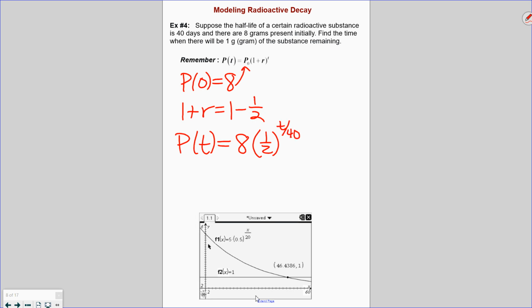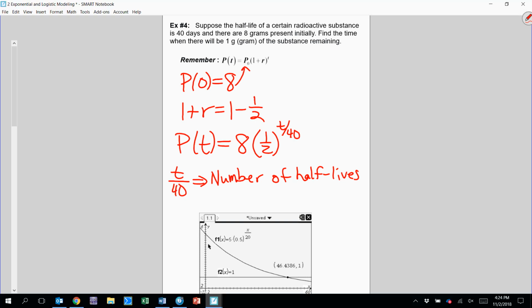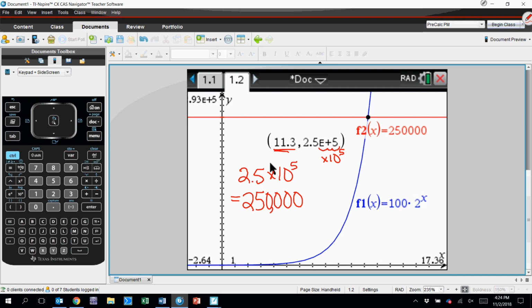And that's because t over 40 represents the number of half-lives that we have. So that's the number of half-lives. So this is what we have for our equation. And if we go put it in the calculator, let's go ahead and put it in the calculator real quick.